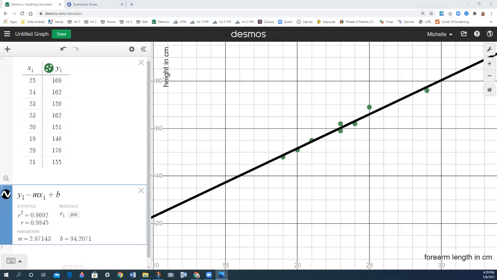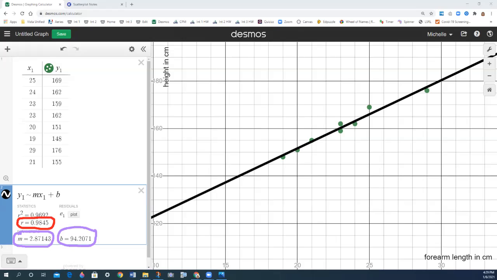So what I'm going to do now is I see my line of best fit. Let me circle here so we can see it. So right here, this is my M, that is going to be my slope. I'm going to do two numbers after the decimal, so 2.87. This is my B, my y-intercept, 94.2071, and again, I'm going to do 94.21 if I round. We also have this R, and this R is our correlation coefficient.